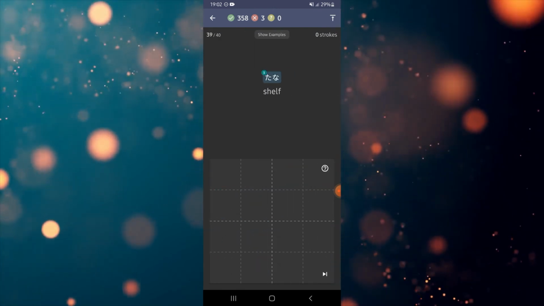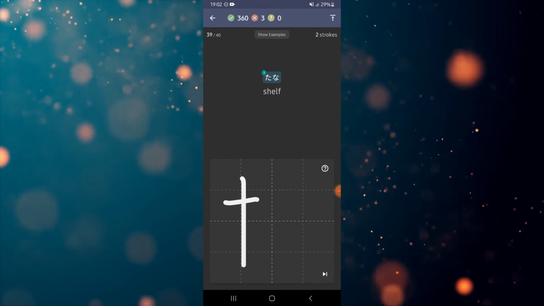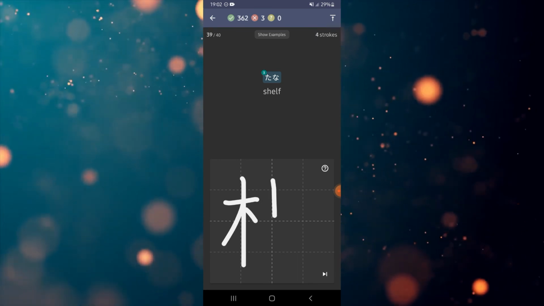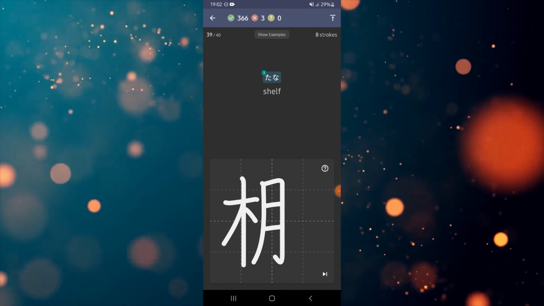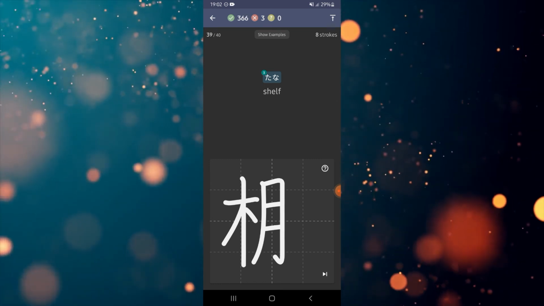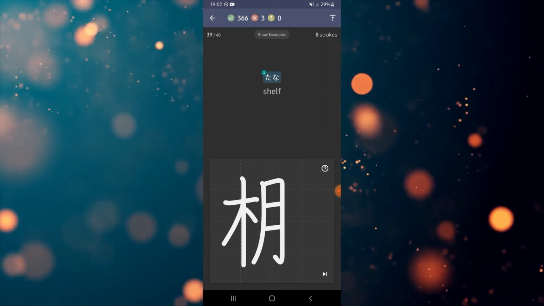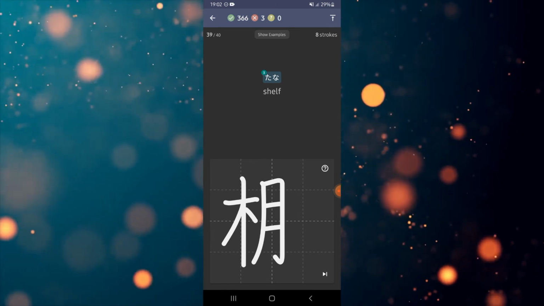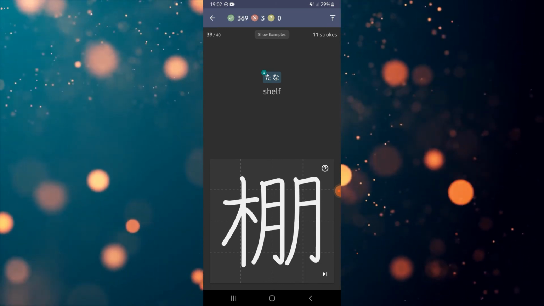The shelf for every book. Every book needs a shelf to accompany it. Every wooden shelf is a good companion to the books. Yes, so draw the kanji for tree, then the kanji for companion.